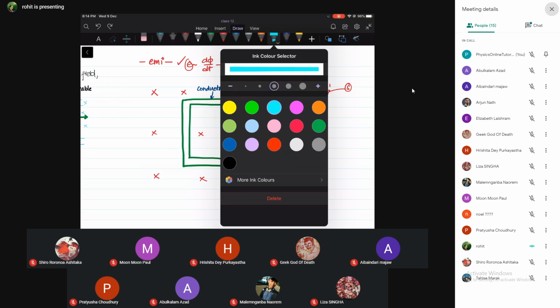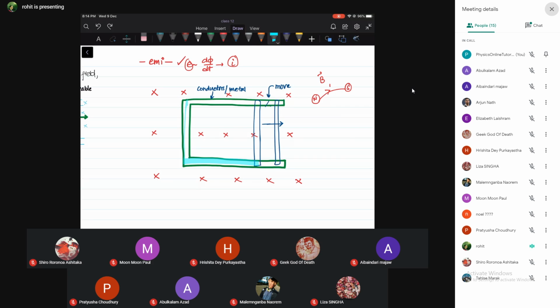The coil, let me show you again. This is the coil I'm talking about. This is the coil right now. When I move that one piece to the right, the area increases and the flux through this whole rectangular coil that I have, I can call it a circuit also, increases, right? So there's a change of flux.